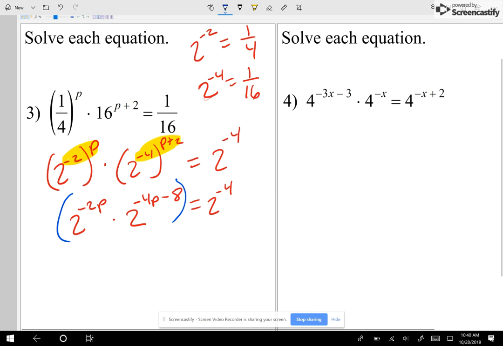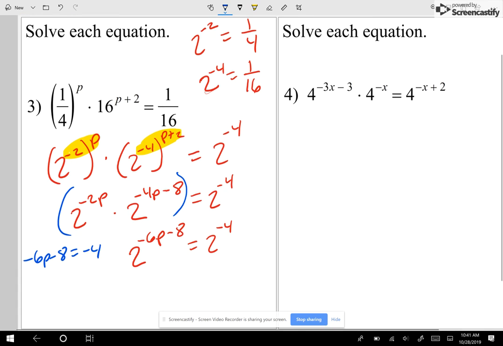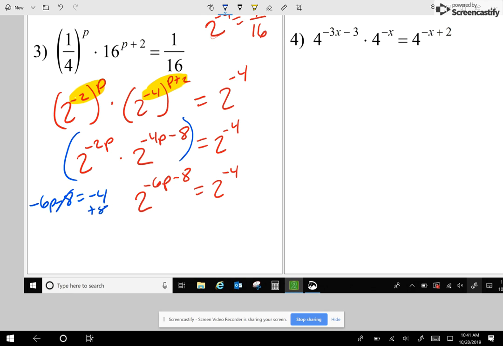Reviewing multiplication, I have to add those. So I'm just going to call that 2 to the negative 6p minus 8 is equal to 2 to the negative 4. Now that I have the same base, I'm just going to let the exponents equal each other. Negative 6p minus 8 is equal to negative 4. Let me add 8 to both sides. Negative 6p is equal to 4. Let me divide by negative 6. Positive divided by negative is negative. 4 over 6, at least simplify that. I'm going to call that negative 2 over 3.